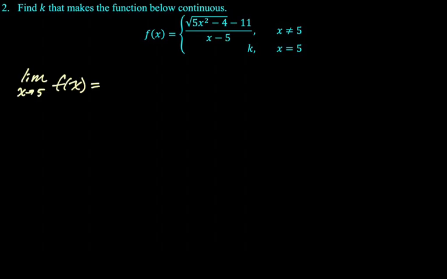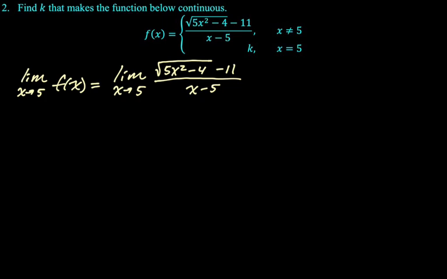So I'm finding the limit as x approaches 5 of f of x. Remember, you don't care about what it is when x is 5, just when you're approaching 5. So that's going to be the limit as x approaches 5 of the branch that doesn't use 5: the square root of 5x squared minus 4, minus 11, all over x minus 5.